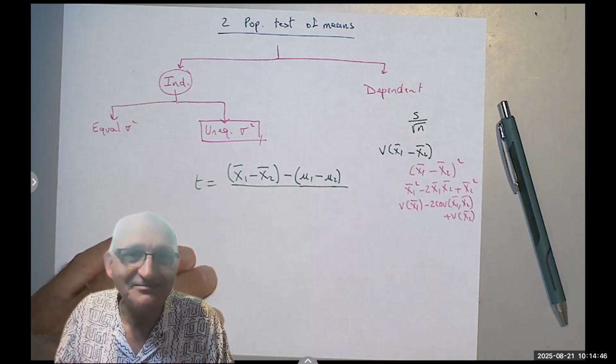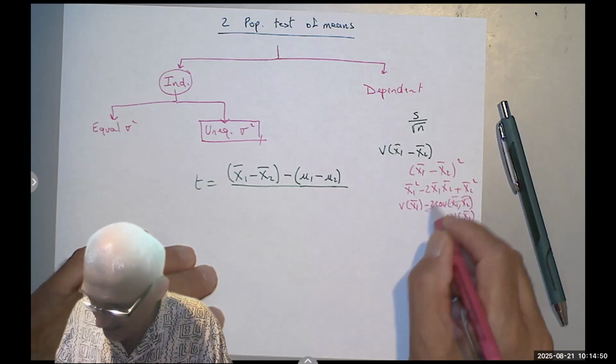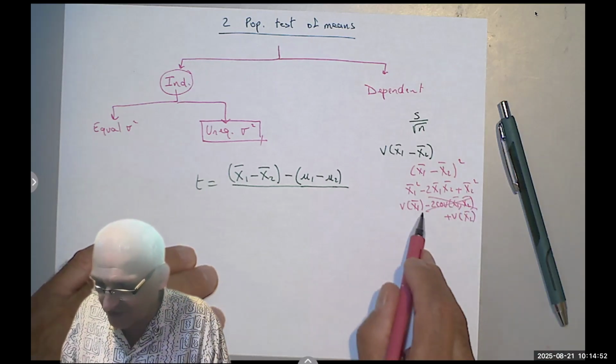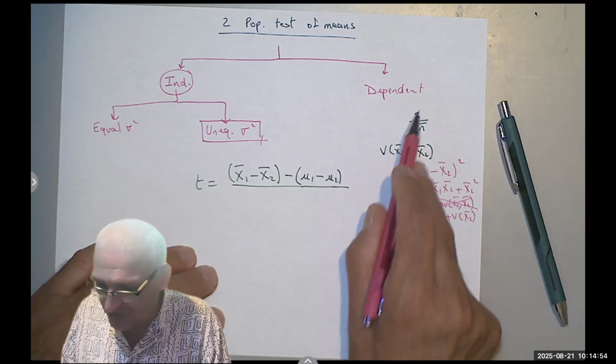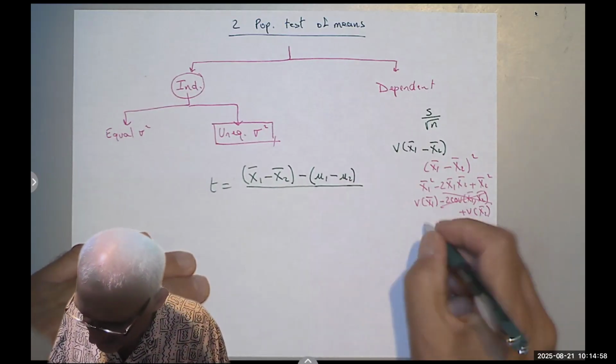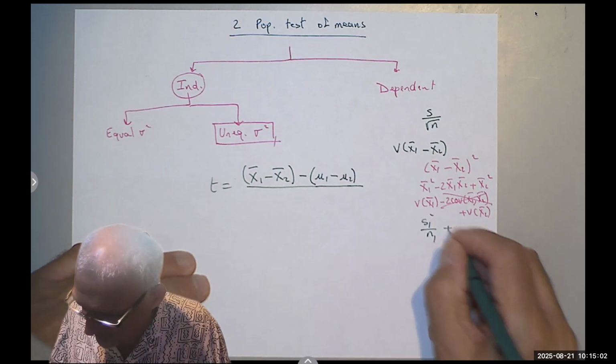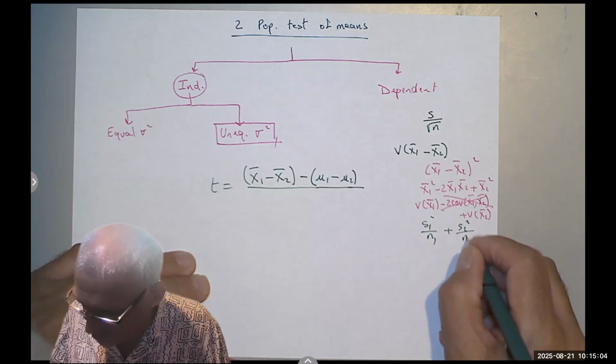Independent. What does that mean? Yes, there is no covariance. It's the variance of x1 bar, which is s1 square over n. Notice that's the variance. It's s1 square over n1 plus s2 square over n2.